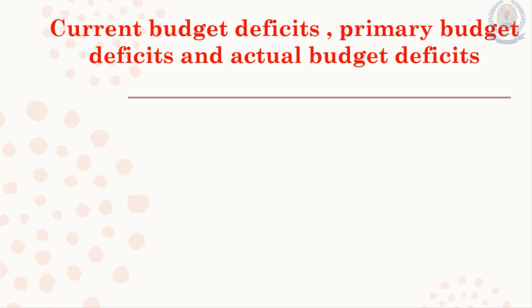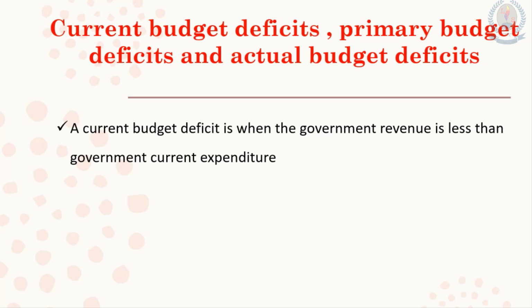Current budget deficits, primary budget deficits and actual budget deficits. Let us now look at what these terms actually mean. A current budget deficit is when the government revenue is less than the current expenditure. That means whatever income comes to the country is not even enough to pay for the current expenditures of that government.